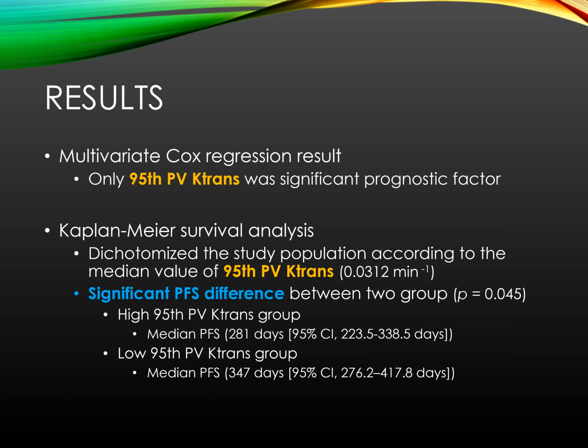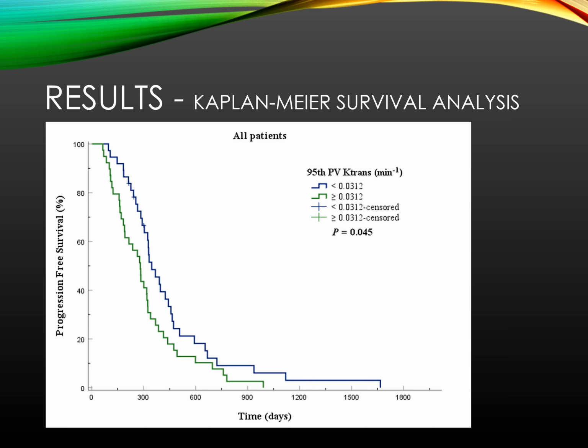The 95th PV K-trans was also a significant prognostic factor for the prediction of early progression on Kaplan-Meier survival analysis. The high 95th PV K-trans group showed significantly shorter PFS than the low 95th PV K-trans patient group. The median PFS of high and low 95th PV K-trans groups were 281 days and 347 days, respectively.